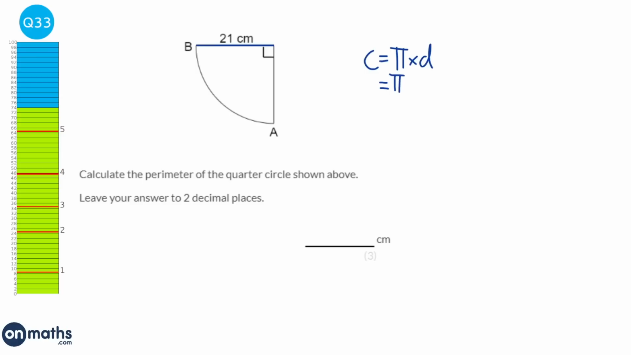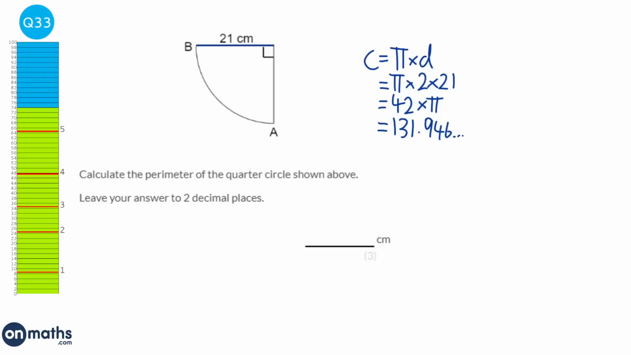So that's going to be pi times 2 lots of 21, which is 42 times pi, which is 131.946... Now, we don't have a full circle here. We've got to work out what fraction of a circle we have. Well, we obviously have a quarter of a circle.